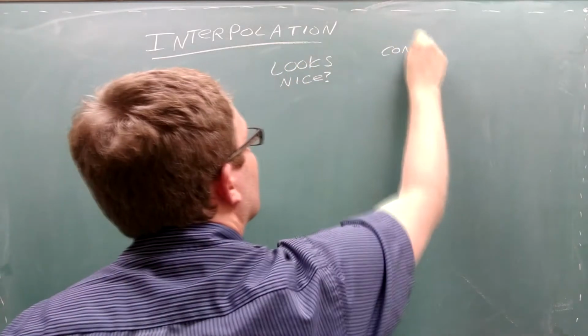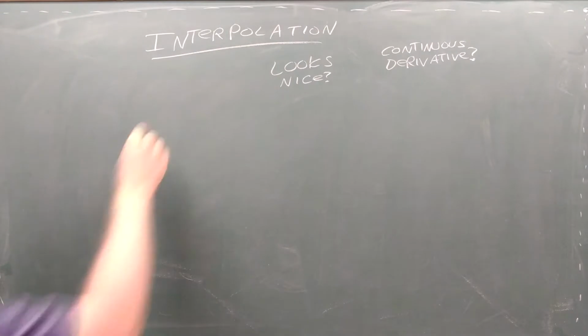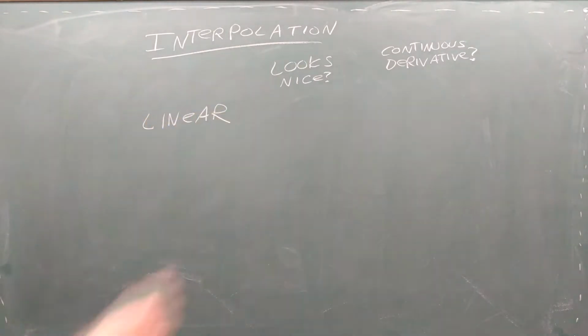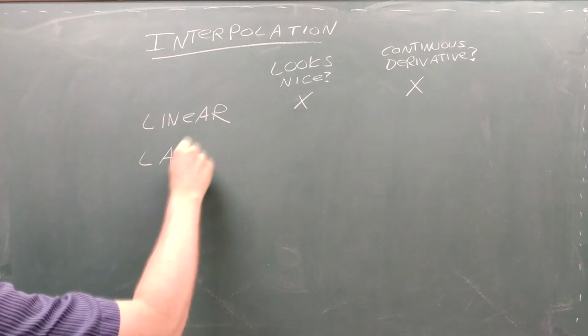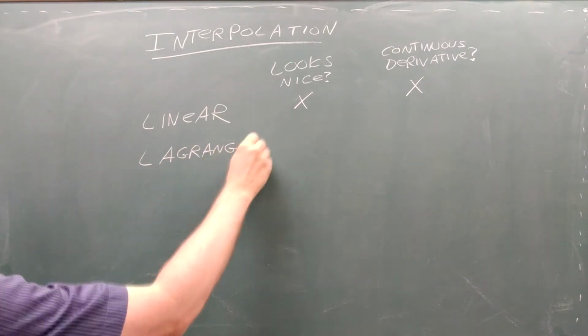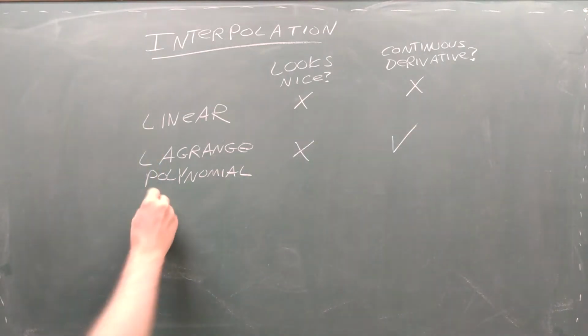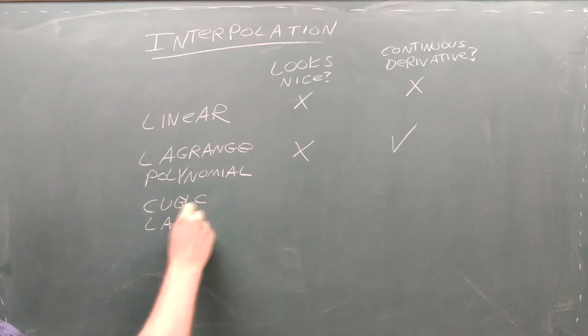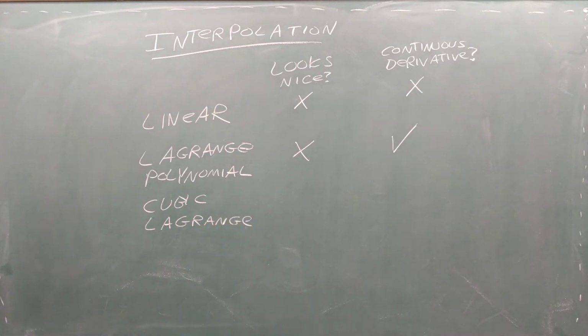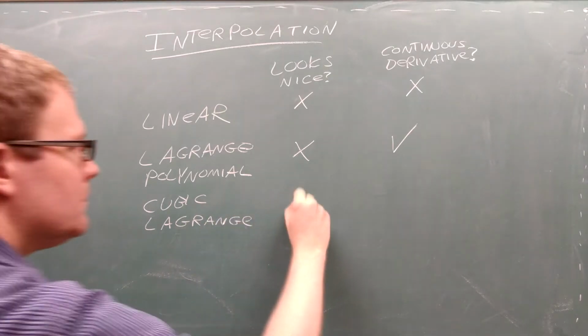Let's review our interpolation schemes so far. Linear interpolation produces a graph that doesn't look nice and doesn't have a continuous derivative. The full Lagrange polynomial produces a graph that also doesn't look nice, but at least has a continuous derivative. The smarter cubic Lagrange interpolation produces a graph that looks great, but doesn't have a continuous derivative.